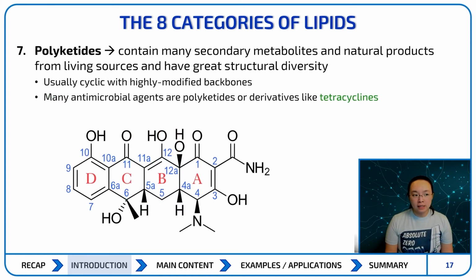Next, you have polyketides. These are lipids that contain a lot of secondary metabolites and natural products from living sources. And so they have a lot of structural diversity. The most important thing you should know about polyketides is that they're primarily cyclic, and that most antimicrobial agents are in this category or derivatives. Tetracycline, a very popular antibiotic, is an example of a polyketide.